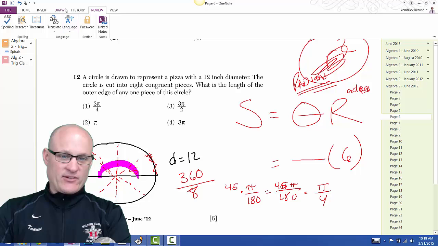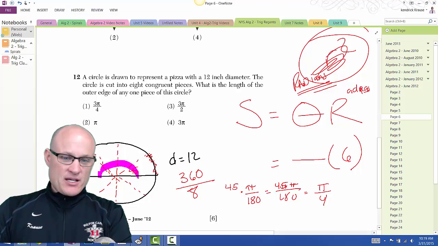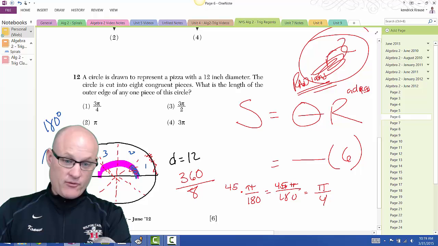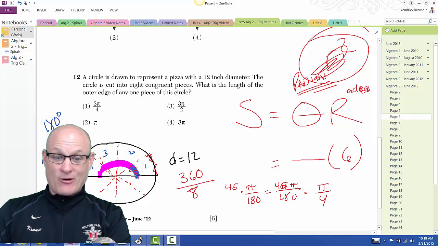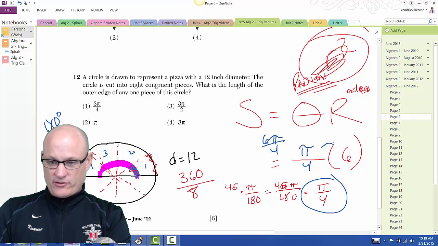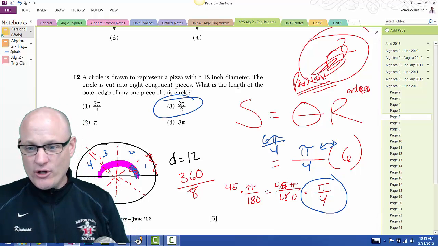How many degrees is that? I just drew it in fancy color. How many degrees is that? That's pi. It's 180 degrees, or it's pi, right? And I only want this piece. Well, 1, 2, 3, 4 pieces make up pi. I only want one of them. It's pi over 4. So pi over 4 goes here. So what I end up with is 6 pi over 4, which when I multiply these two is 3 pi over 2. Ka-chang! Woo!